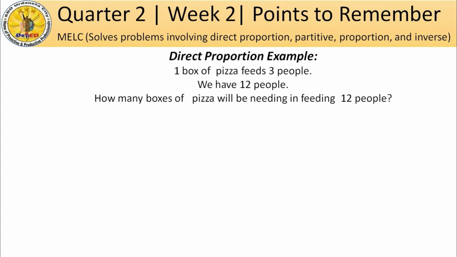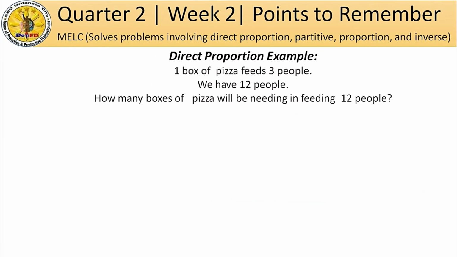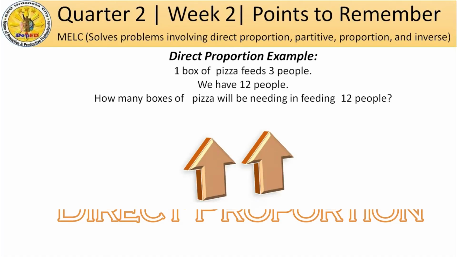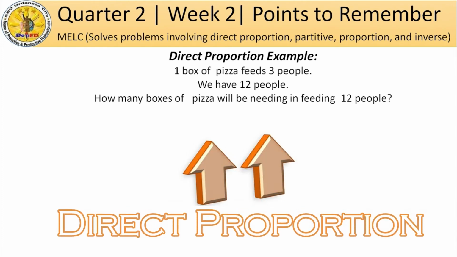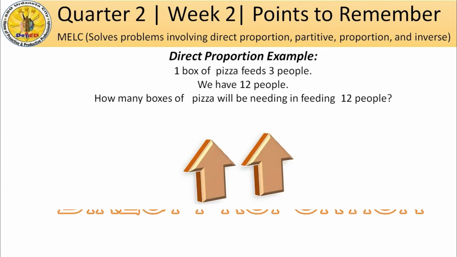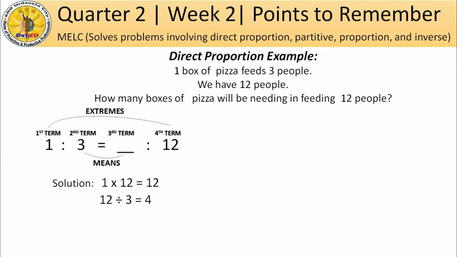Say for instance, there is one box of pizza that can feed 3 people. Now the question is, how many boxes of pizza will we need in order to feed 12 people? This situation is direct proportion, simply because as the number of people increases, the number of boxes of pizza needed must increase as well. The representation is 1:3 is equal to blank is to 12.